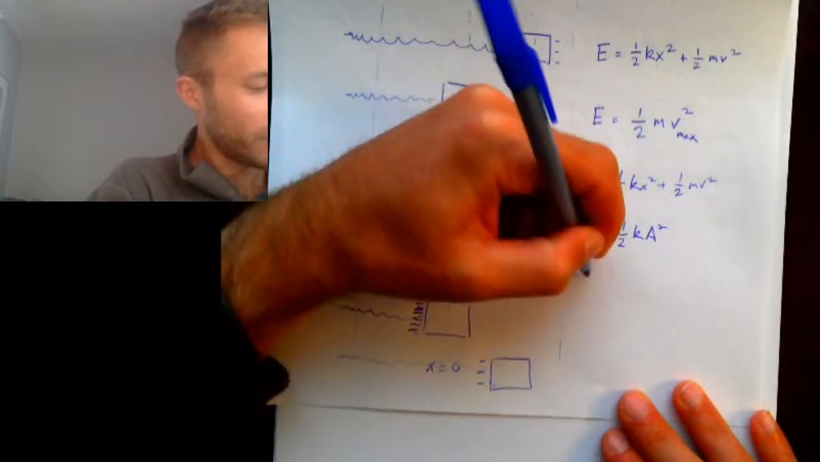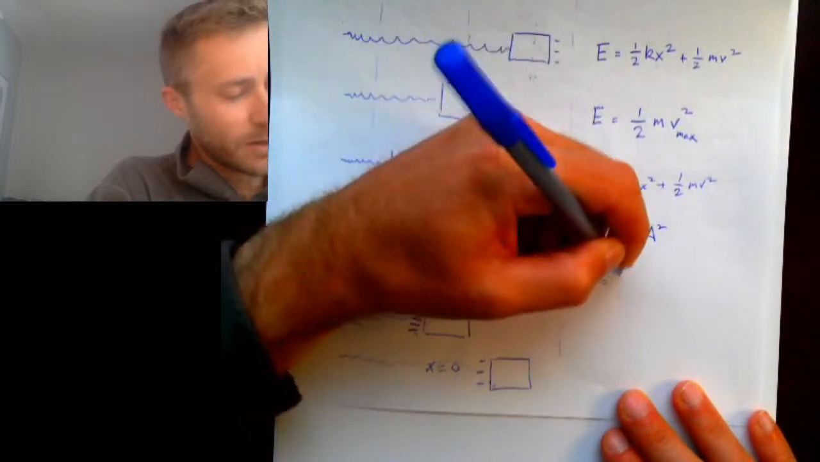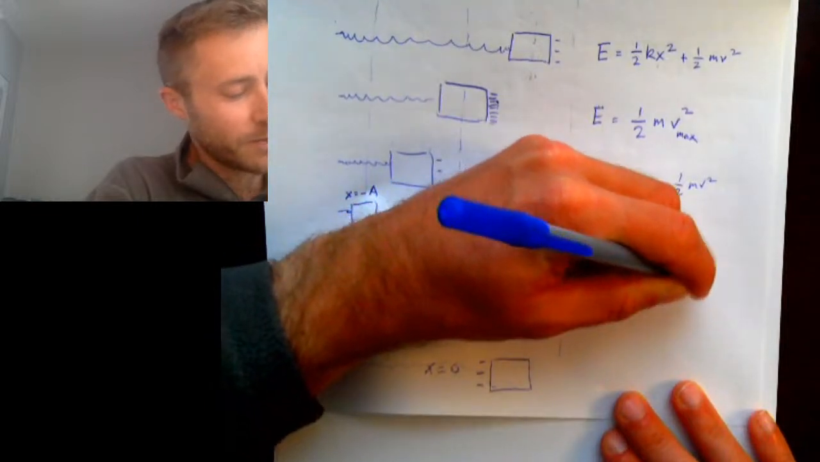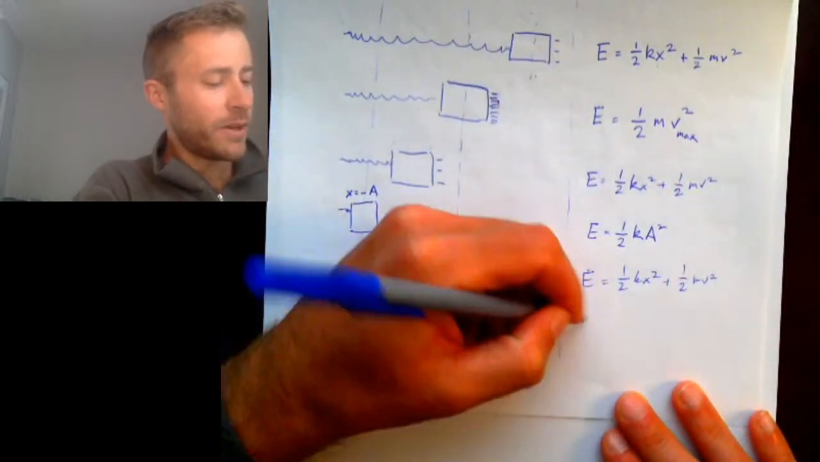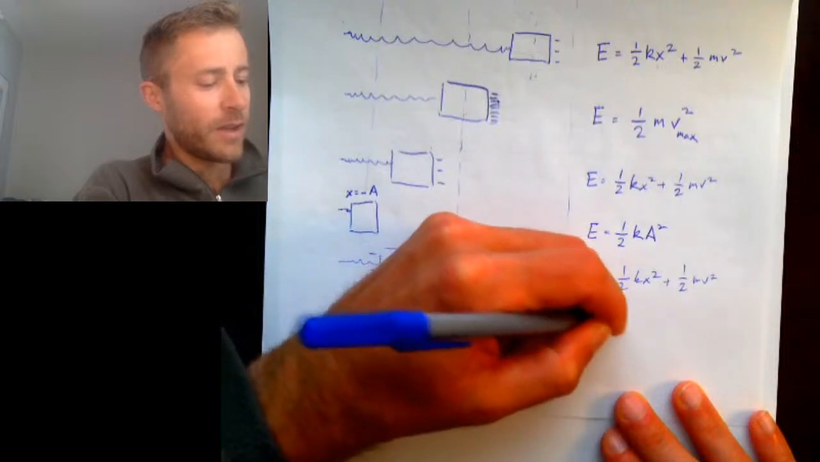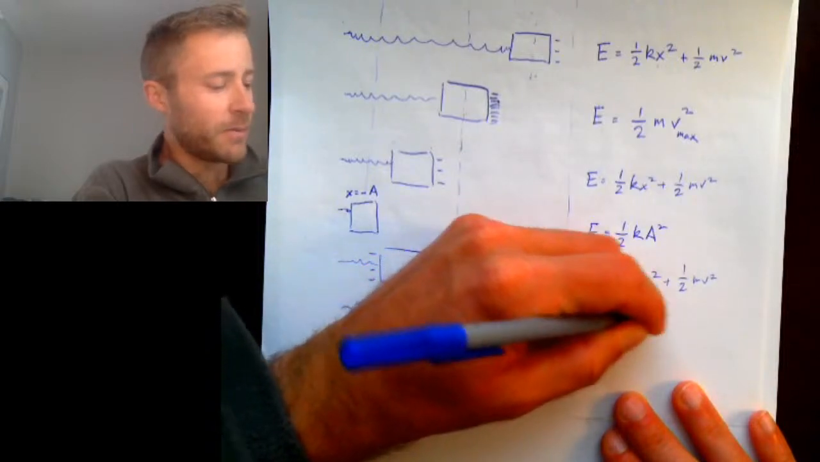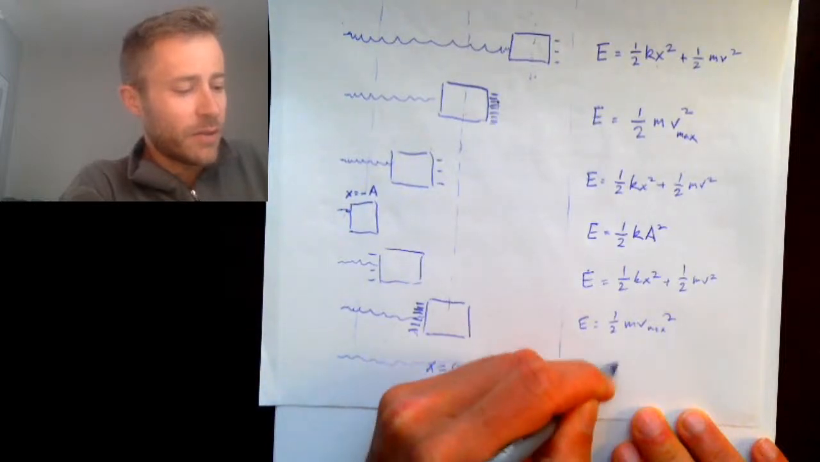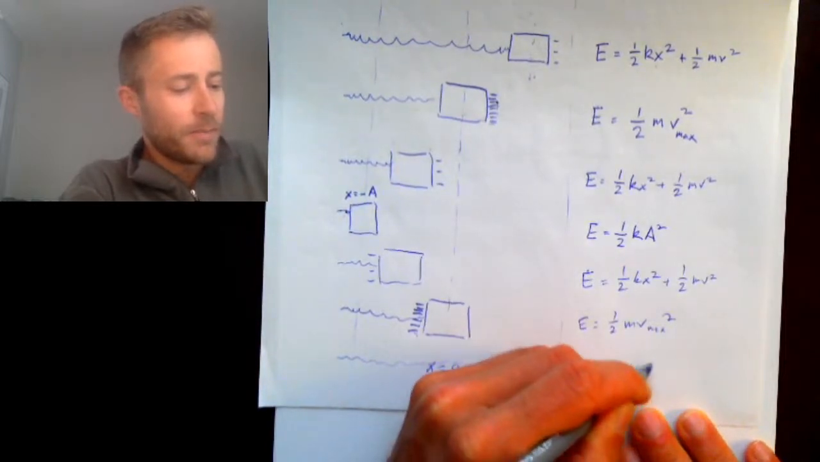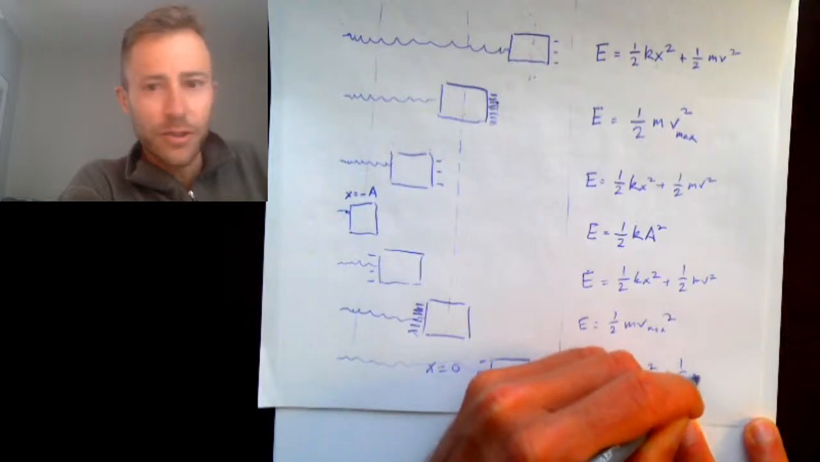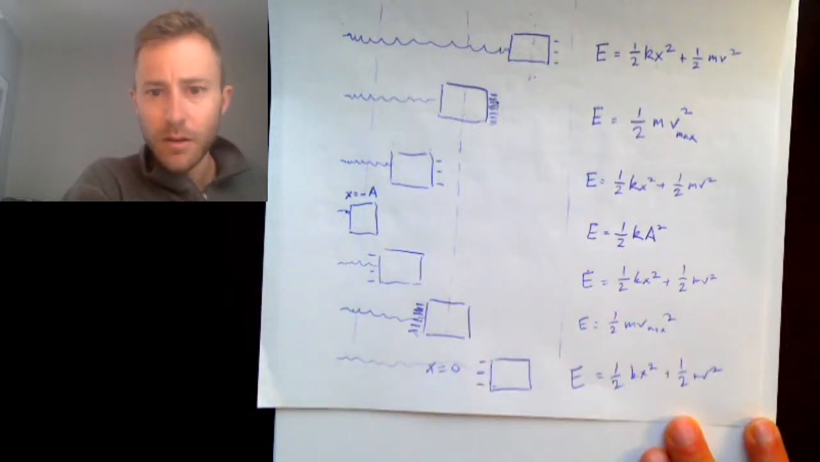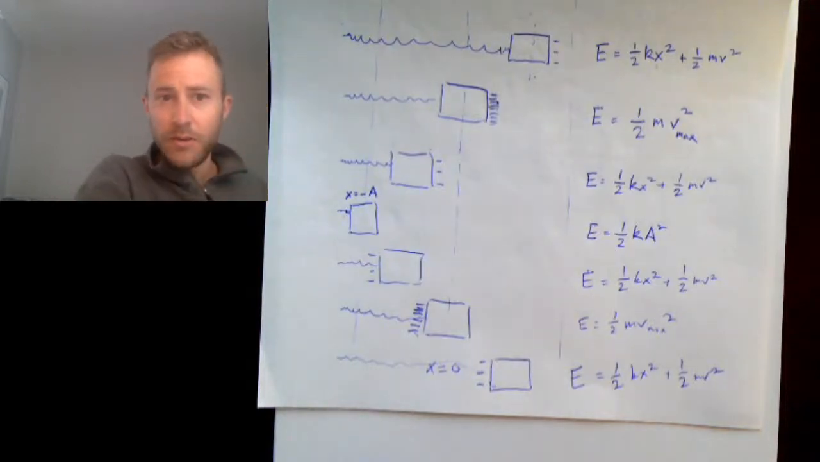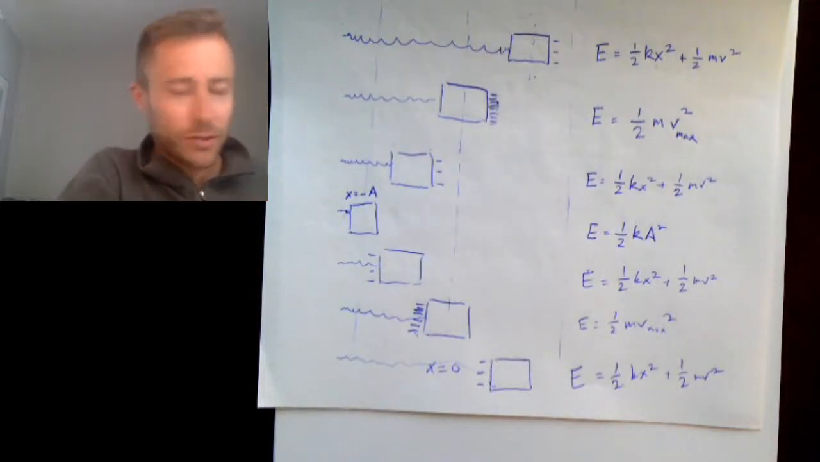So then here we're going to have 1/2 kx squared plus 1/2 mv squared. Here we have energy is 1/2 mv max squared. Here we have both elastic and kinetic energy. All right. So now I'm going to flip the page, and we're going to do some observations about this.